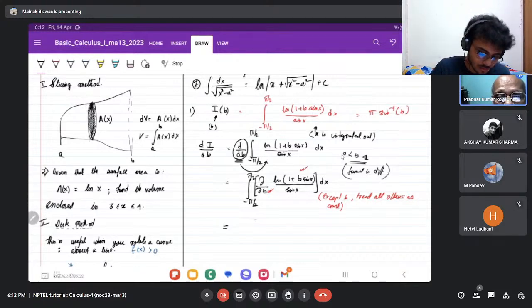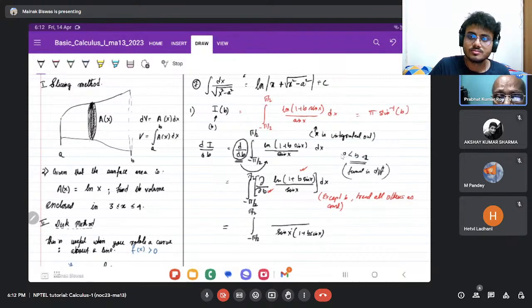One by 1 plus b sine x. Correct. Sine x into 1 plus 1 by b sine x into 1 by sine x. So we have already... Oh, I see, that is given. Yeah. So this is the derivative, right?